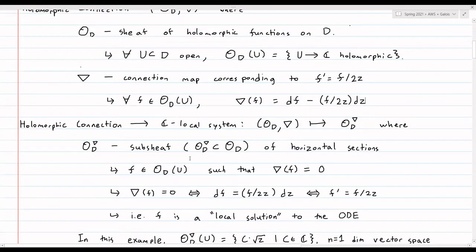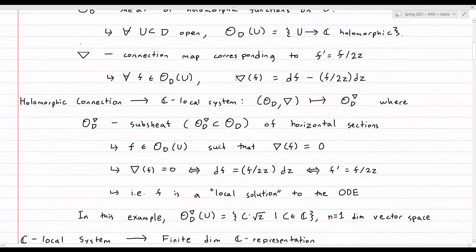Are there any questions so far about these examples? Okay, good. This is good so far.